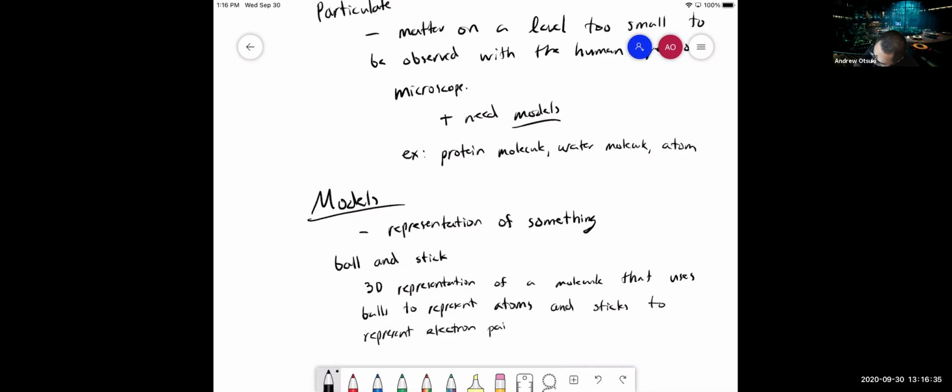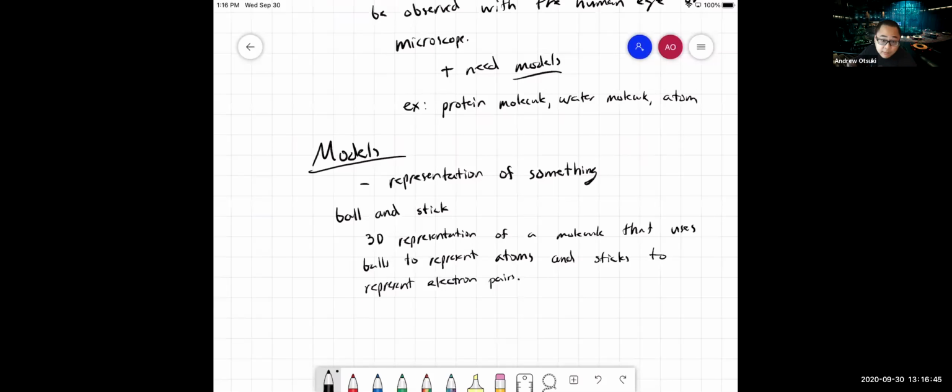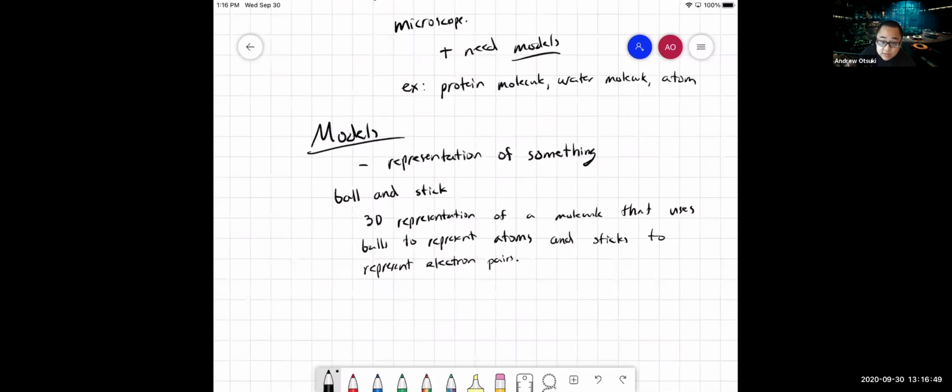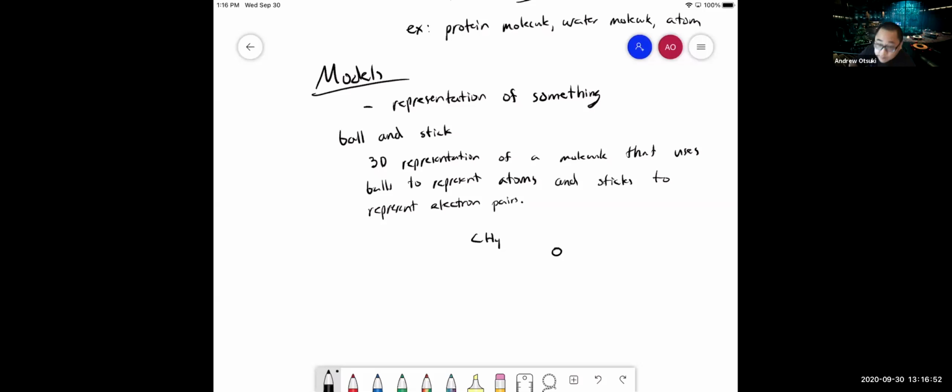So I'll show you what I mean by that. For example, the bond structure of methane, which is CH4, would look like this. We use a central atom right here. That'll be my carbon. And then we're going to use sticks to represent pairs of electrons that are bonded to the other hydrogen atoms. So let's use red for hydrogen.